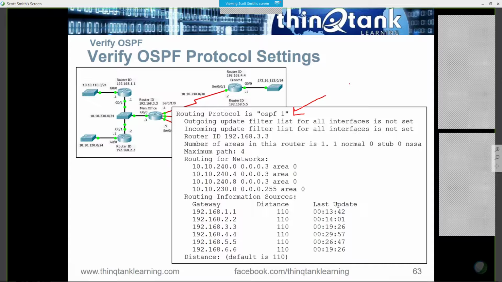So go into router 3, run show IP protocols. Again, the router ID shows up. All right. Maximum paths 4, we know what that means. Maximum number of load balanced paths. Here's my network statements. Why 240.0, 240.4, and 240.8? Because those are all my /30s, all my serial links. Now, you could have done this more efficiently by doing just 10.10.240.0 with a 255 at the end. And there's nothing wrong with doing it that way.